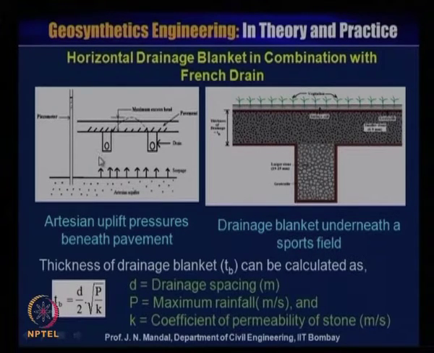Okay. So, due to the artesian uplift pressure beneath the pavement, that will be the problem. Then how can the horizontal drainage blanket with the French drain solve this problem? Now, you have to calculate what should be the thickness of the drainage blanket, because the water level goes up here. This is the maximum excess head.